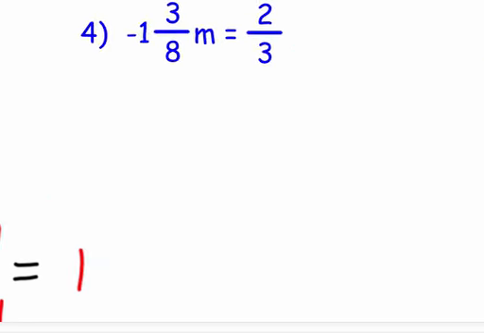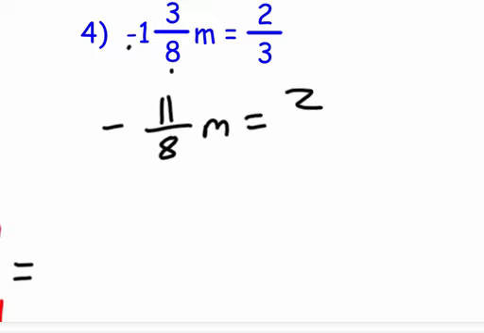Same thing with 4. Except something screwy here, isn't there? I have a mixed number, -1 and 3/8 times n. So I need to change that to an improper fraction. So 8 times 1 plus 3, which is 11 over 8. Don't forget that it's negative, equals 2/3.